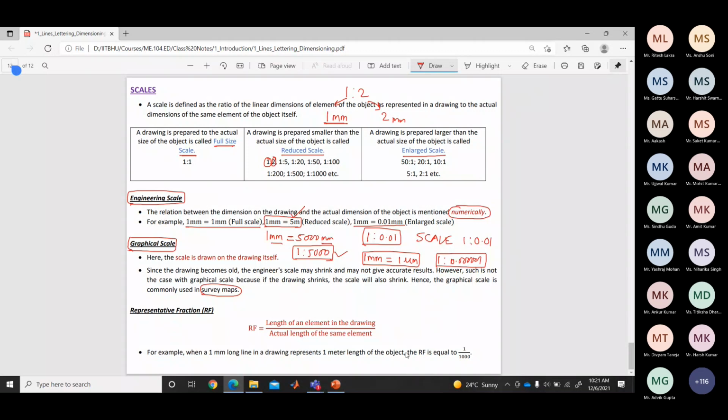However, this RF is always represented in the same unit, as we are representing it as a fraction. It's always referred to in the same unit. So we convert this into 1 mm divided by 1000 mm. So we remove the units, and the representative factor will be 1:1000.